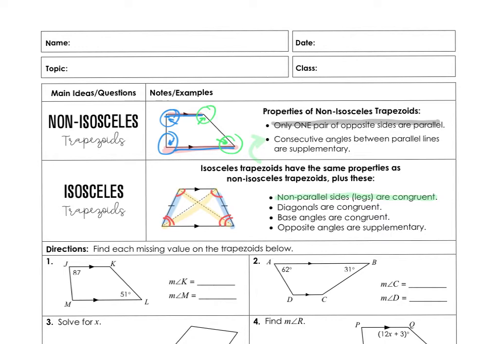Okay, and opposite angles are supplementary. So these are opposite angles, and these are opposite angles. Okay, so again, let's review that one more time. The non-parallel sides, also known as the legs, are congruent. The diagonals are congruent. The base angles are congruent. And the opposite angles are supplementary.